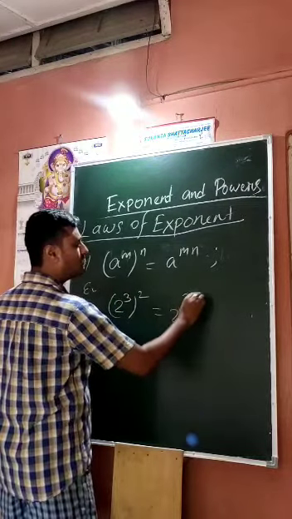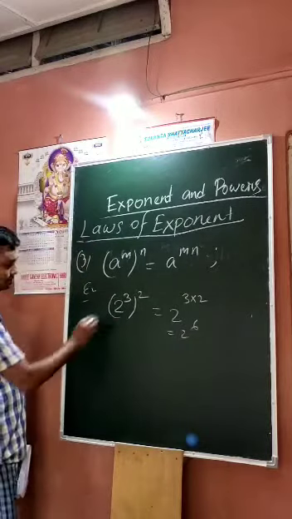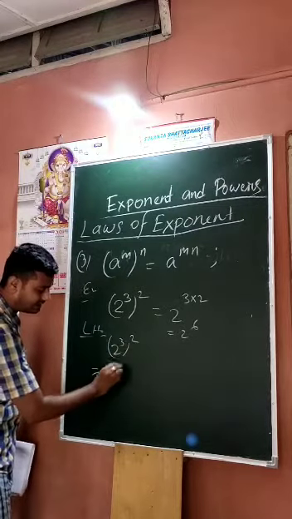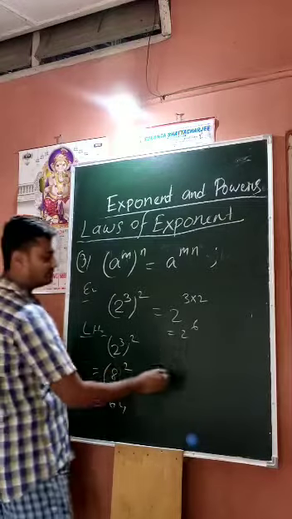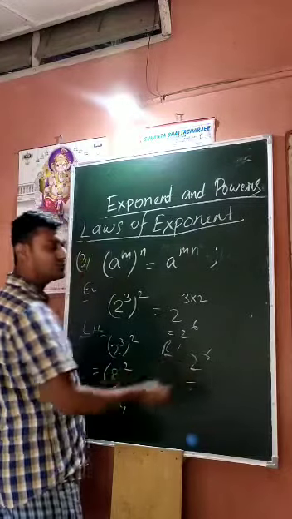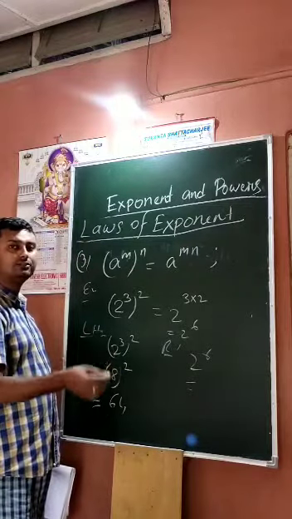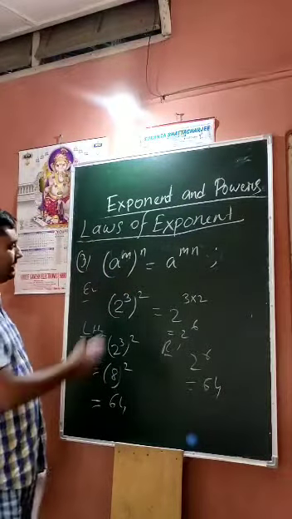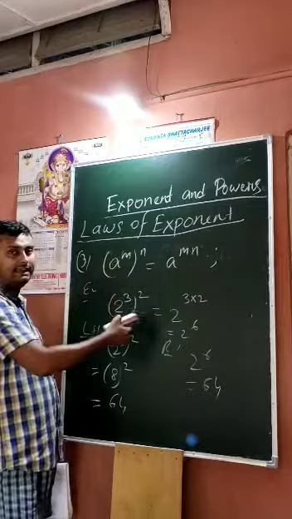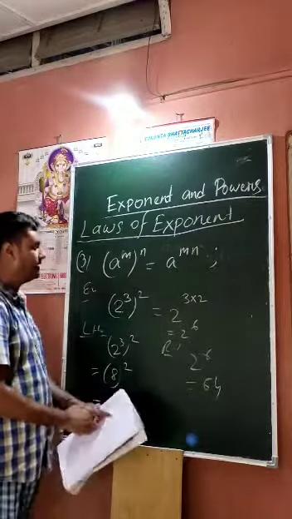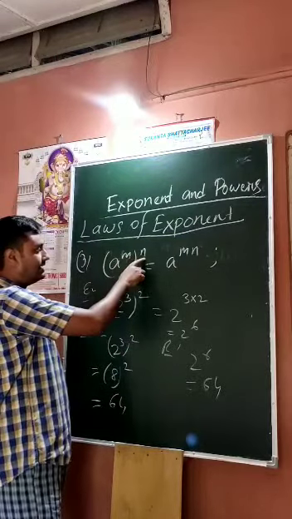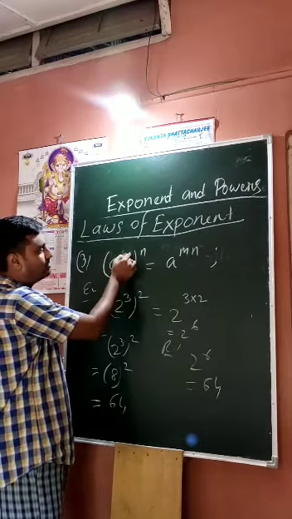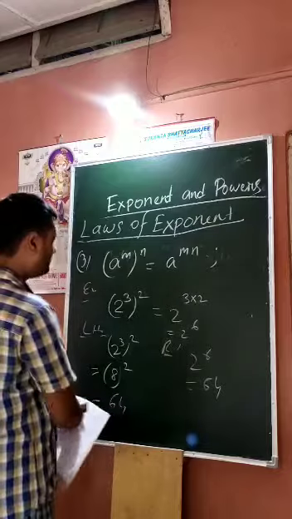Left hand side, you can take 2 cube whole square. 2 cube means 8, so 8 square means 64. And the right hand side is 2 to the power 6: 2, 4, 8, 16, 32, 64. So both left hand side and right hand side are equal, so this one is verified. Remember this: (a^m)^n is equal to a^(m×n). That means whenever there is a power n on a^m, then after simplification both the powers are multiplied.